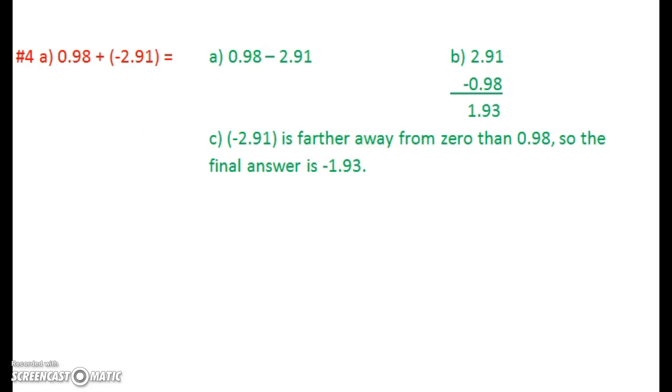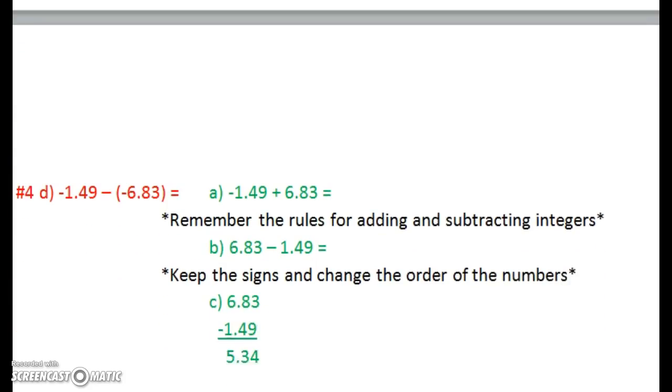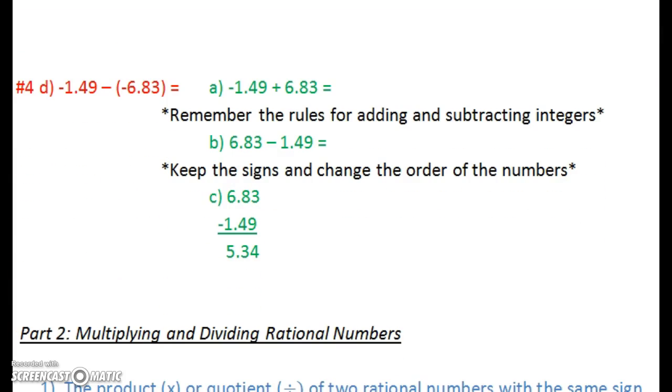Let's look at another example. We're looking here at question 4D in section 2.2 of the MathLinks 9 book. The question reads, -1.49 minus -6.83. Here again we can remember the rules for adding and subtracting integers and see that these two minus signs or negative signs are going to be changed to a positive or addition sign. So we can see that this is -1.49 plus 6.83.